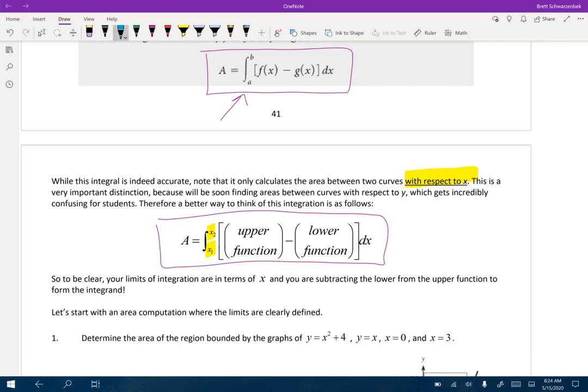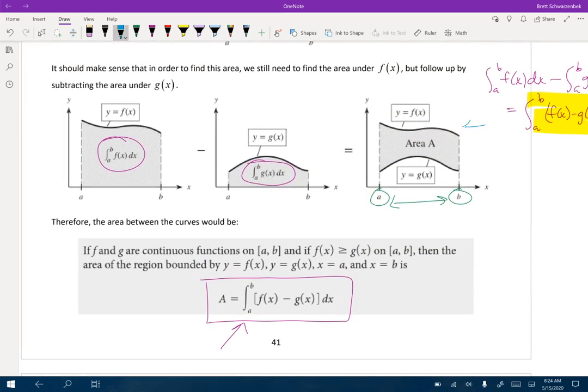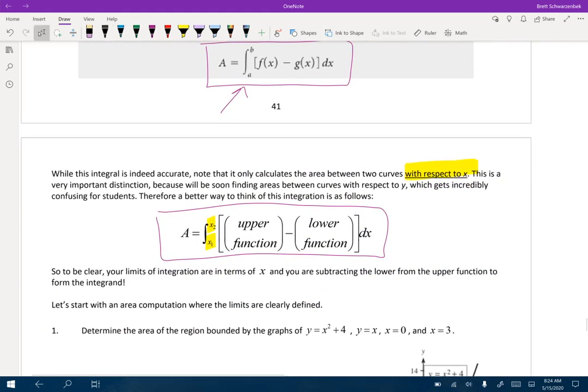By upper and lower, I mean, of course, the one higher on the graph minus the one lower on the graph. If you use this, I find that students have a much greater success level when they use this formula more than anything else in order to accomplish what they need to do, and that's to find the area between the curves. Okay, so again, this is with respect to x.